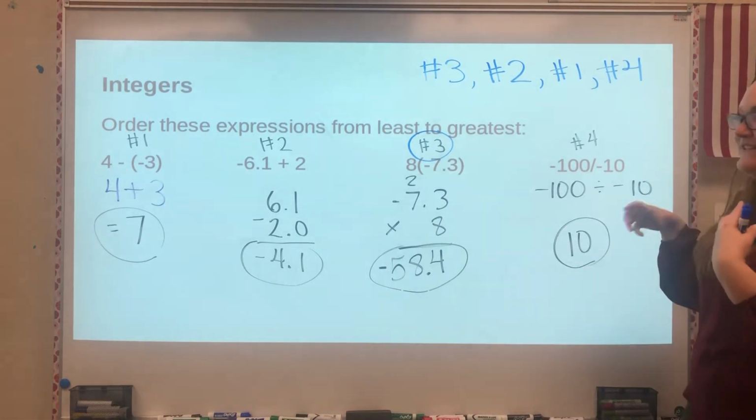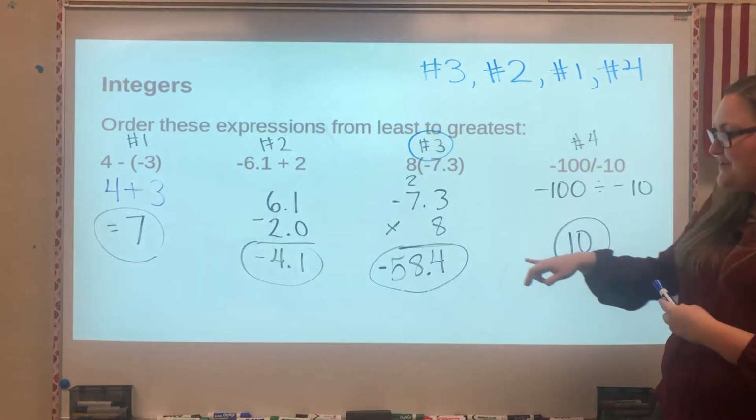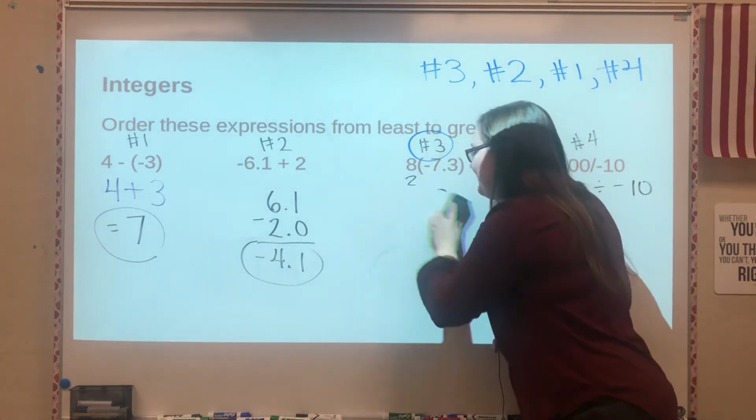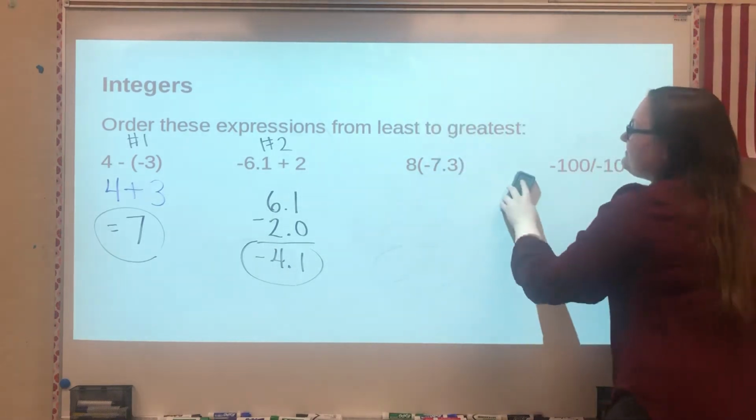This one here, we were practicing a lot of things. The main focus of this was integers, or math with positive and negative numbers, but we also got an opportunity to practice some decimals in this problem. I'll go ahead and erase all of this, and we will move on to our next question.